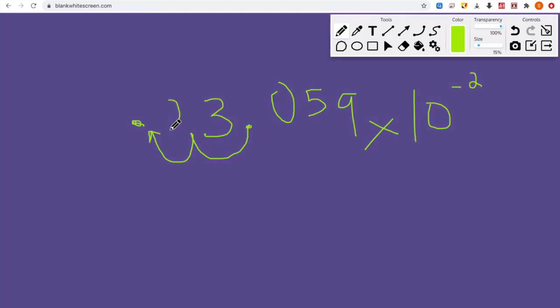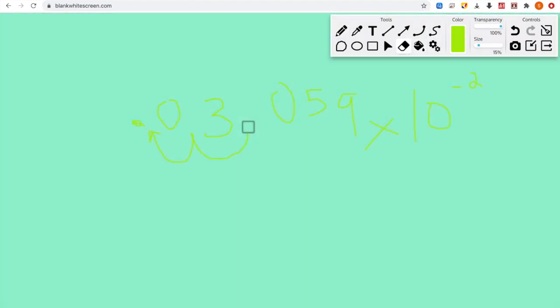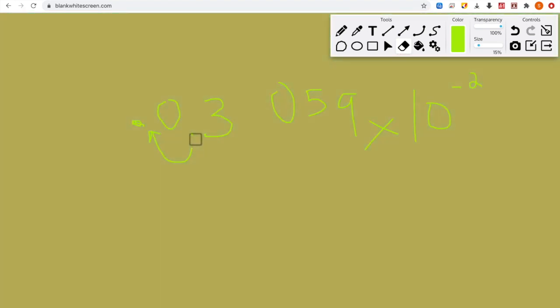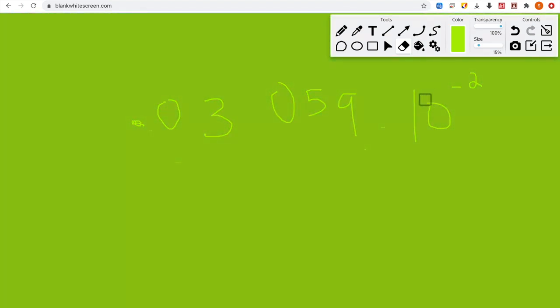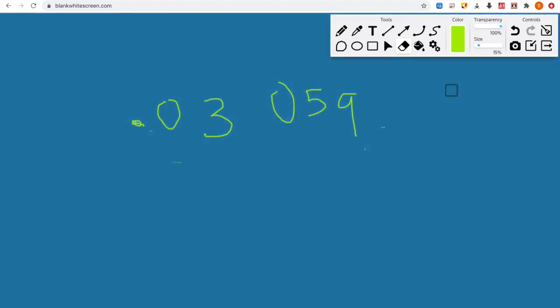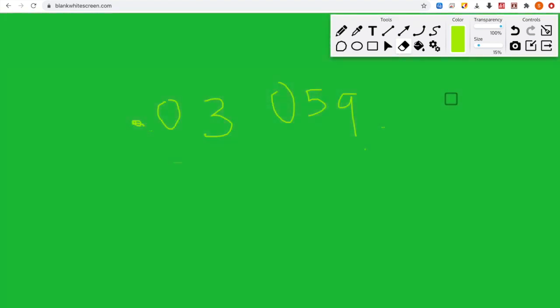And I'm just going to go ahead and fill in that blank spot. I'm going to get rid of these lines that I drew. I'm going to get rid of the times 10 to the negative 2, because that's what I'm doing when I move it over 2 decimal spaces to the left. And now I know that this is my number in decimal form, 0.03059.